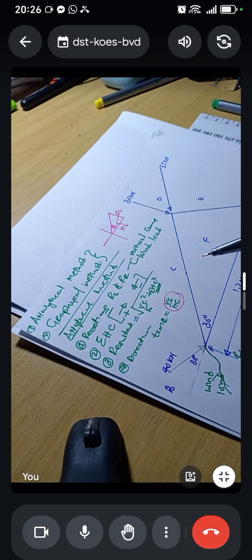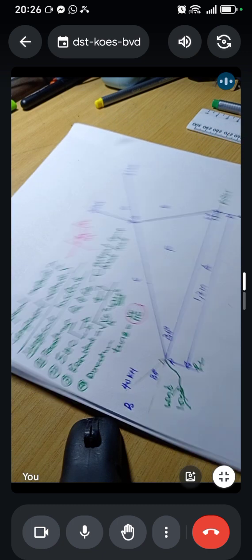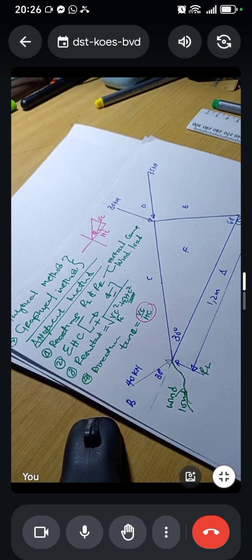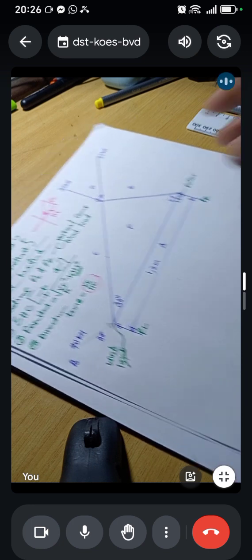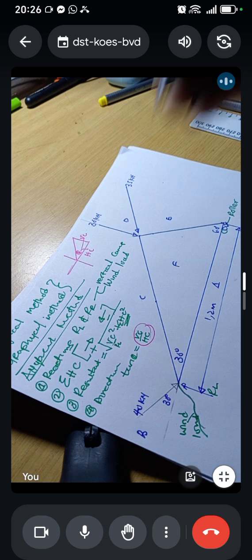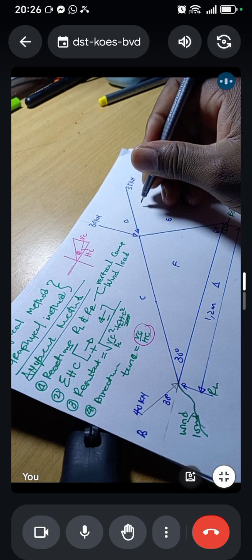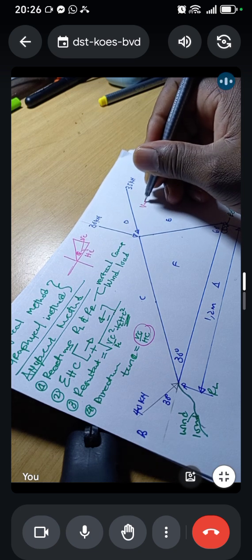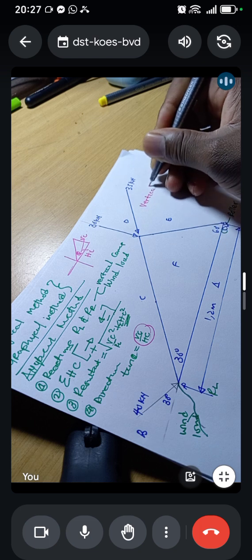Good. Let's continue. For now, I need everyone to do this. Let's find the vertical forces. We are dealing with the vertical forces.